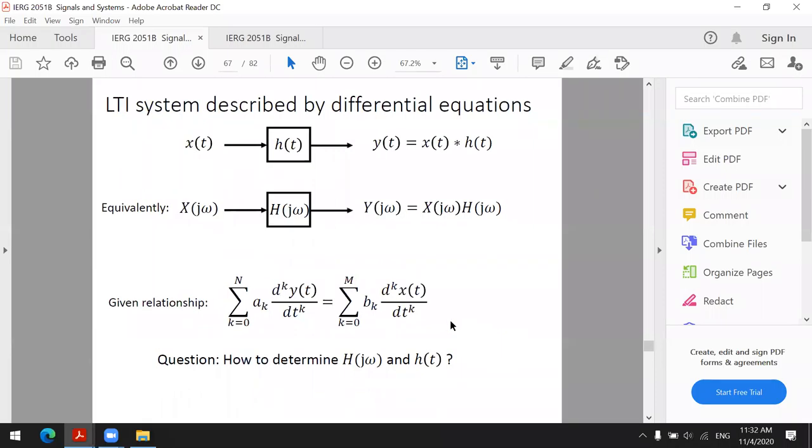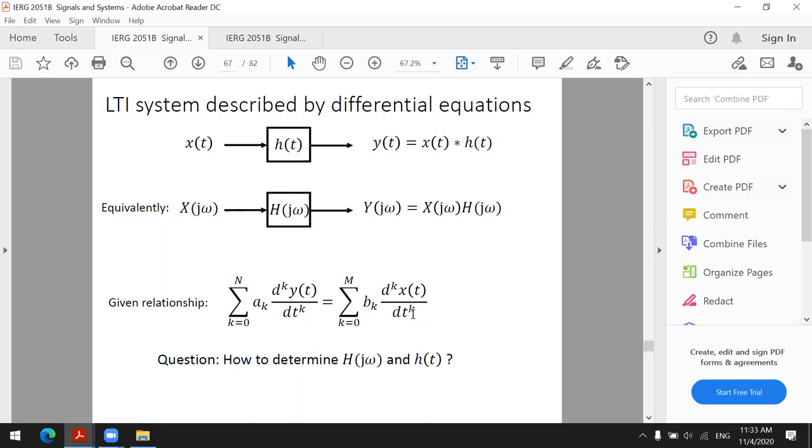In this lecture, let's continue looking at this tool for calculating LTI system response. In particular, we look at an LTI system that can be described by this differential equation. It says the following: x and y are the input and output of this LTI system in the time domain. And here d^k x over dt^k means the kth order derivative of x over time t. For example, if k equals one, it's just dx/dt, the regular differentiation.